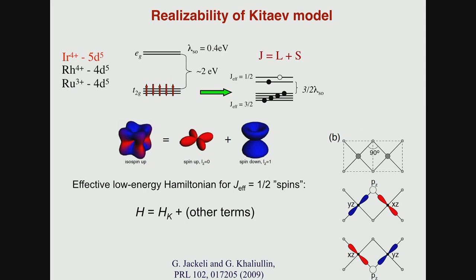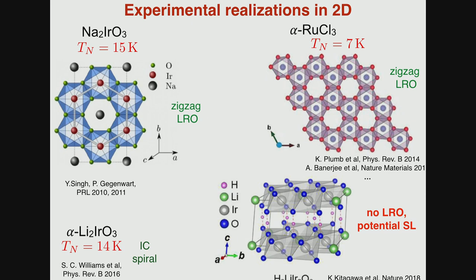Another very important part in the development of this field comes from the work by Jackeli and Khaliullin, which told us in which materials we should look for this Kitaev system. They showed that what is important is to have strong spin-orbit coupling and this pseudo-spin 1/2 degree of freedom, which can be realized in these ions. This is this isospin, which in particular geometries like this, as discussed in detail by Yuji Matsuda, gives an effective low-energy Hamiltonian with the dominant Kitaev interaction plus some other terms. These other terms are, of course, perturbations; they will kill the Kitaev spin liquid and eventually lead to long-range order.